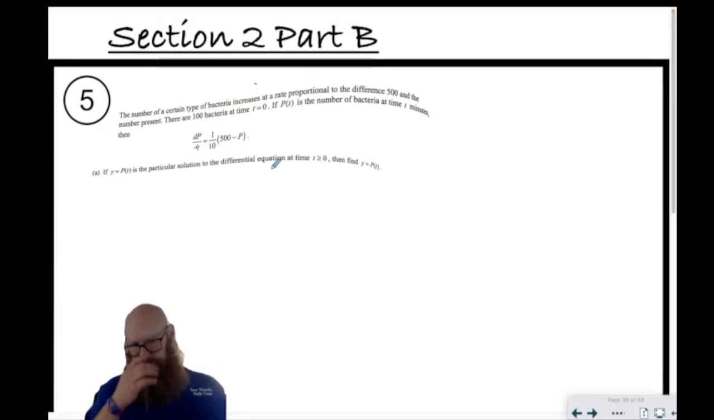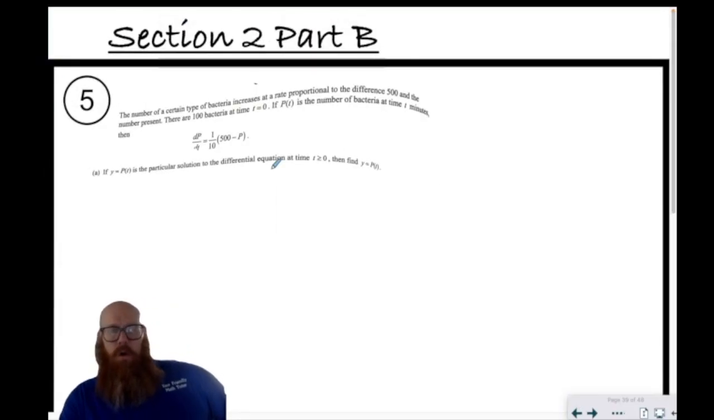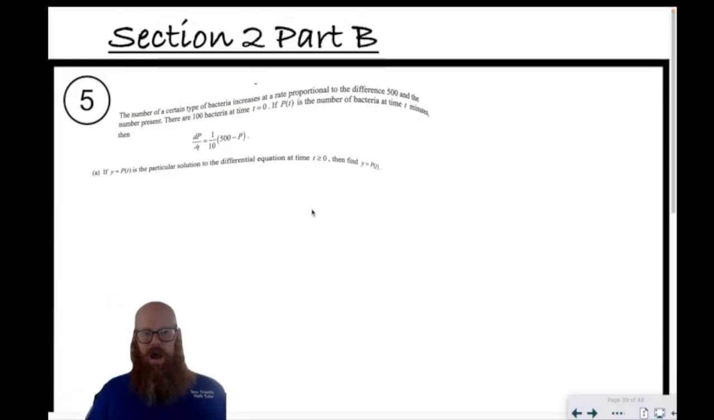All right. On we go to number 5. So we have, there's a little dt here that got cut off. We're looking for a particular solution here. So this is going to be separation of variables. So we're solving a differential equation.